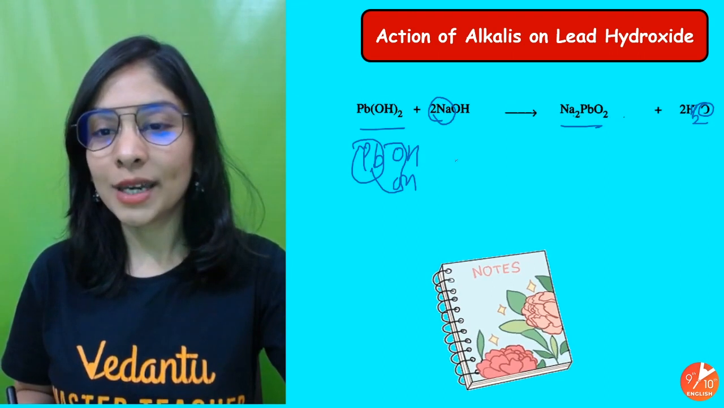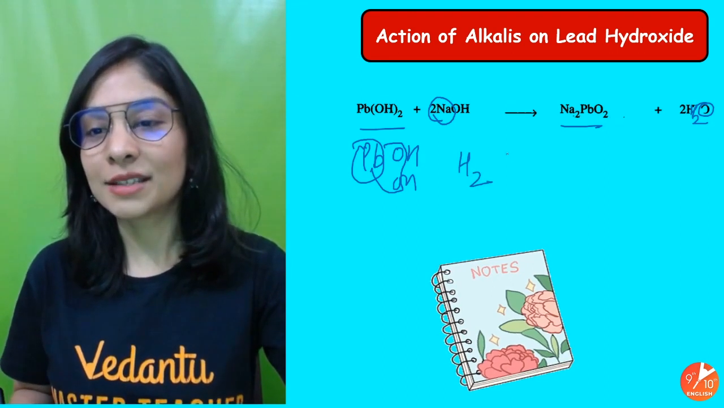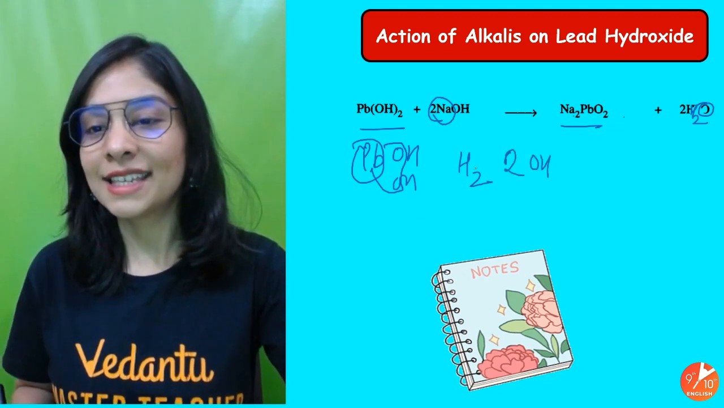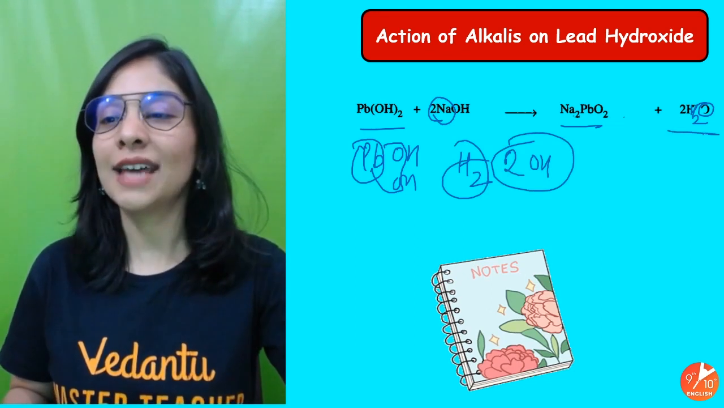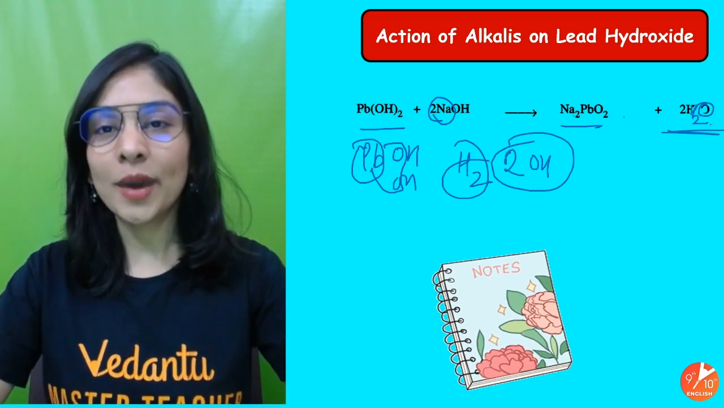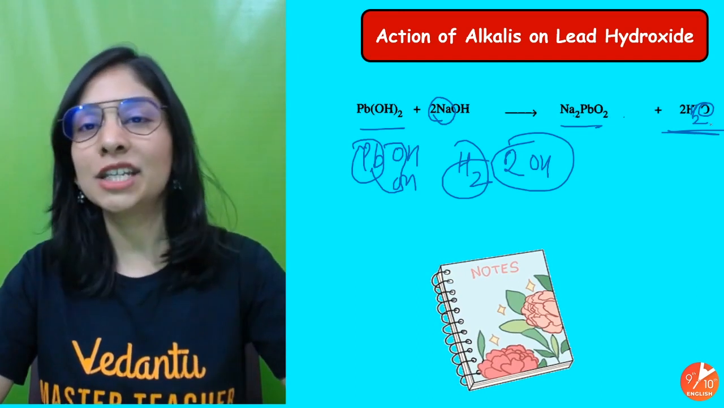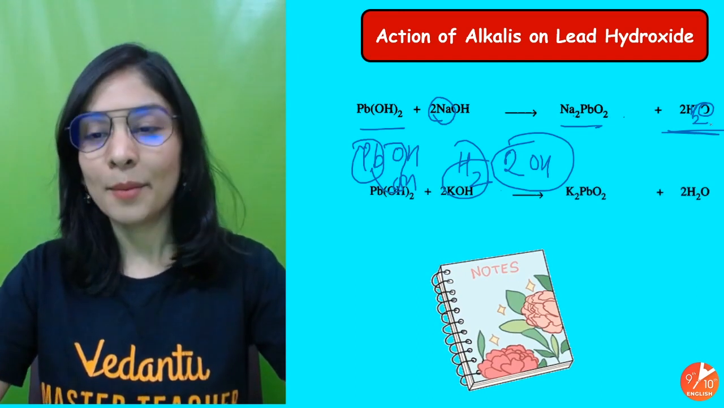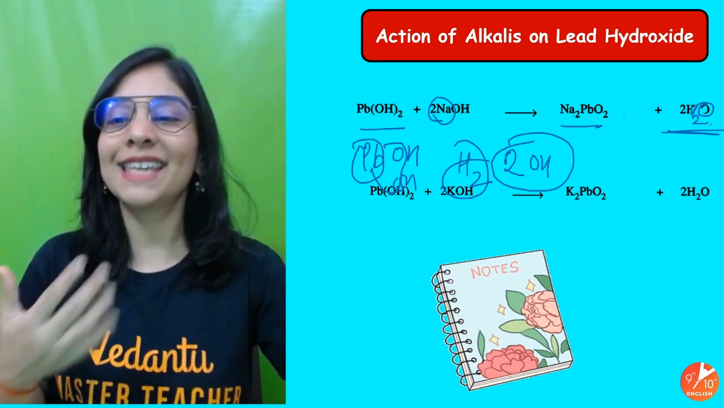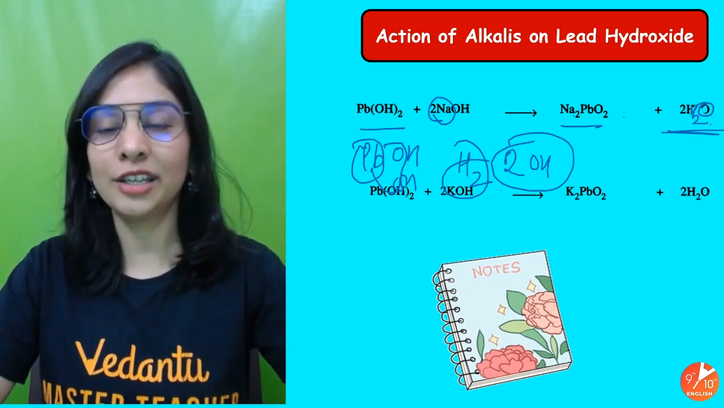I am left with H2, and then from here 2OH as well. So what I see, 2H, 2OH, that means 2 molecules of water. That means lead hydroxide with NaOH gives again the same salt, sodium plumbite, with 2 molecules of water. But KOH with lead hydroxide, same, now it's potassium plumbite with 2 molecules of water.